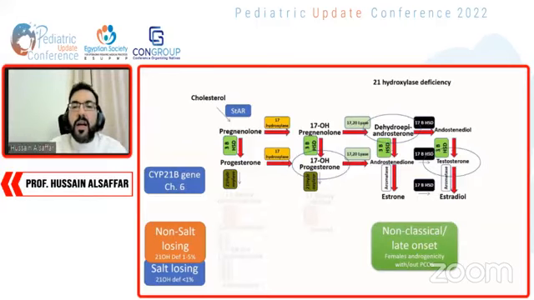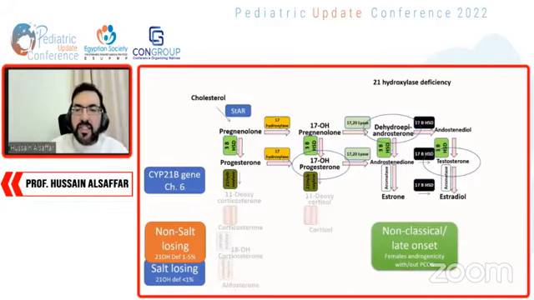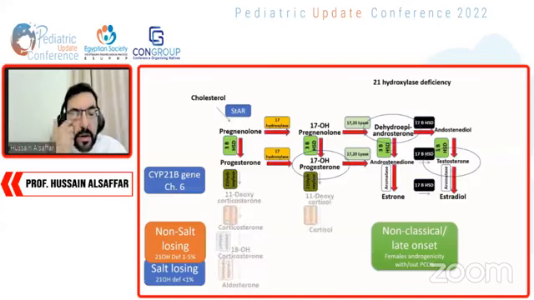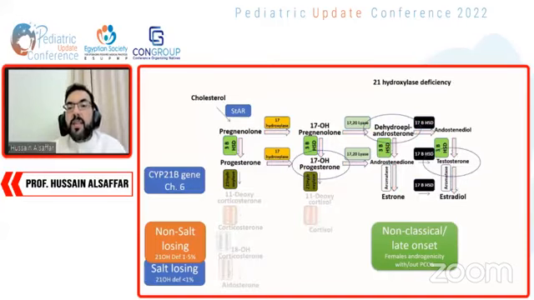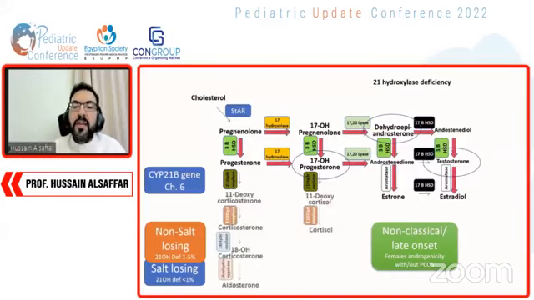On the other side, we have the non-classical type, which is usually late onset and appears during the teenage years. A patient could have features suggestive of PCOS, polycystic ovarian syndrome, but the clinician should keep in mind that a differential diagnosis to PCOS is late-onset non-classical CAH.